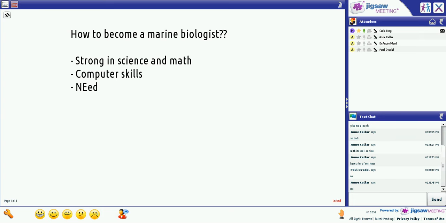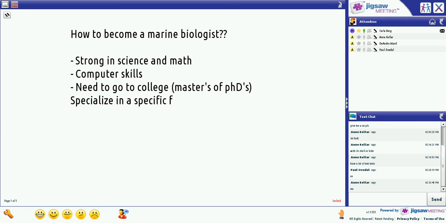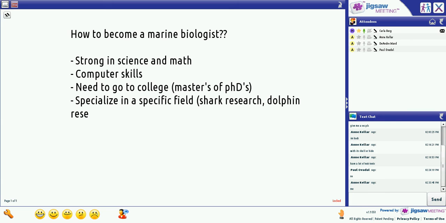Marine biologists need to go to school, need to go to college. Most have masters or PhDs. However, there are some that do not. Most marine biologists specialize in a specific field. For example, they may specialize in shark research, or they may specialize in dolphin research.